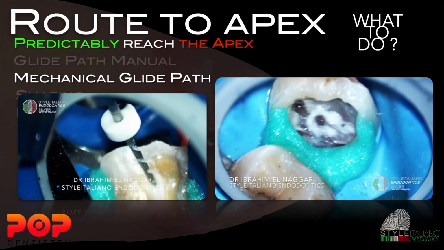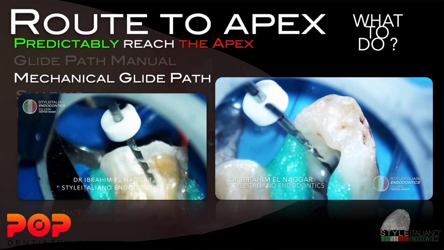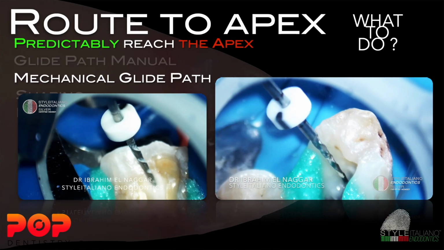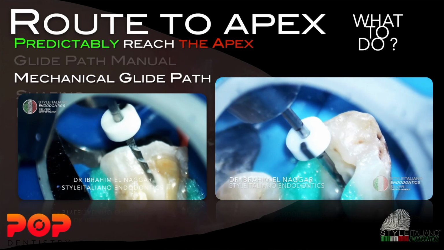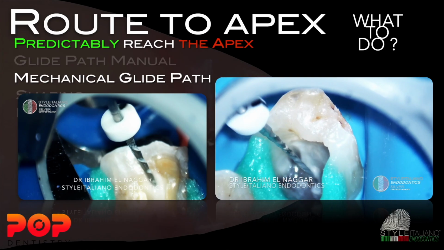But the job will not end till here. We have to shape the canal, we have to clean the canal, we have to fill the canal. So I started to use a mechanical glide path to be safe, not to shape the canal directly, and you can see and appreciate how easily the file entered to the working length.